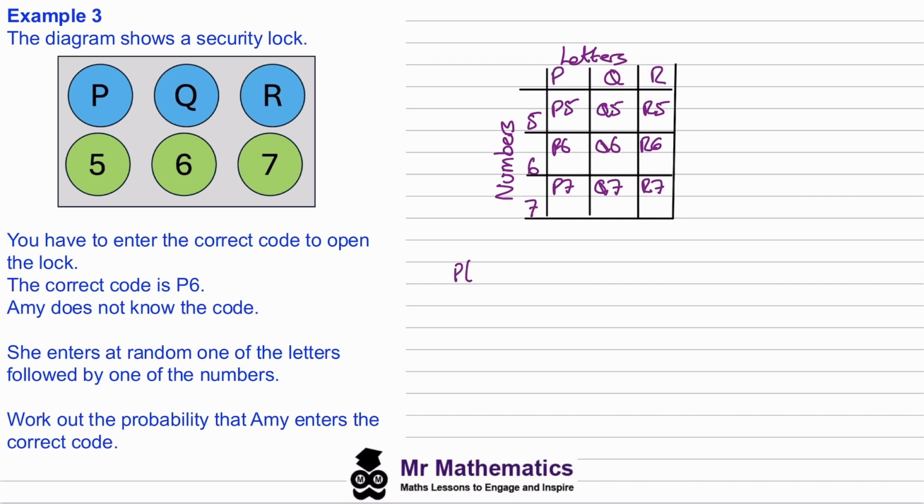So the probability of getting a P and a 6 would be the one desired outcome over the 9 possible outcomes.